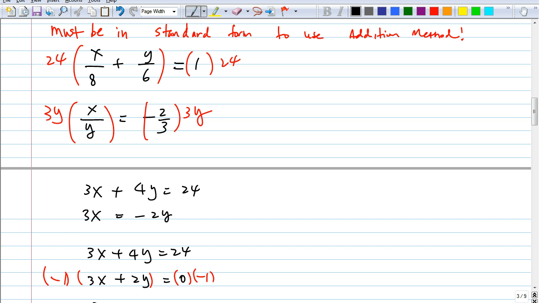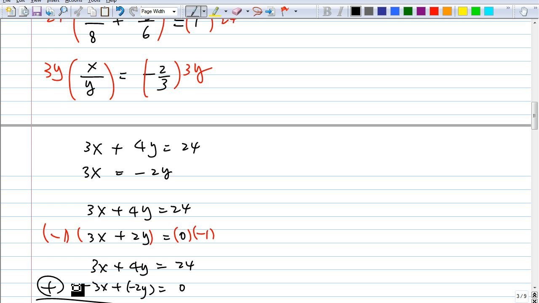I now multiply by negative 1 because I have 3x, and at the bottom here I got positive 3x. So when I do, I get 3x plus negative 2y equals 0. Notice I am pairing them every time. You see I have some space in between them. Don't write everything without any space, because you don't know which one is which. Don't get that mixed up.